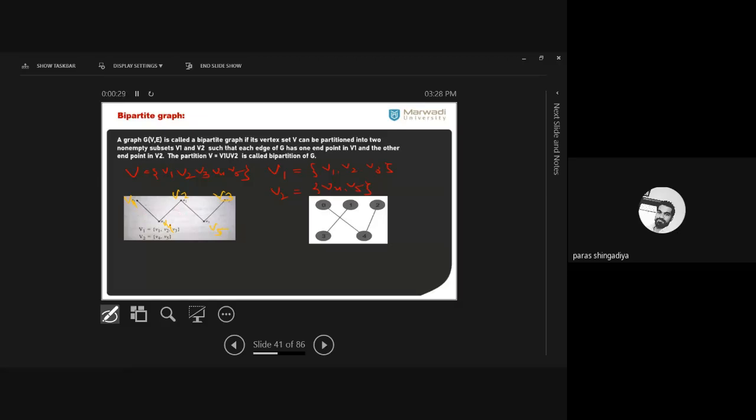You can see that one endpoint is from the first partition and the second endpoint is from the second partition. ये जो edge है, ये v1 से start हो रही है. v1 is a part of the first partition, और यहाँ पे वो end है. ठीक है? So this vertex is from the second partition. Same here: that is a part of the first partition, and this is a part of the second partition. So it is connected in such a way that it starts from a first partition vertex and ends at a second partition vertex.